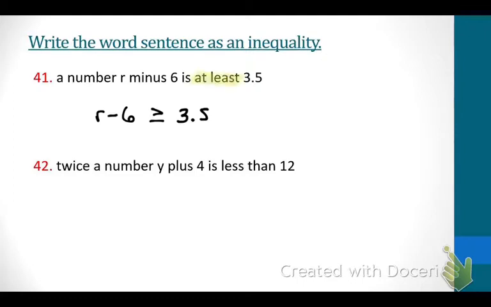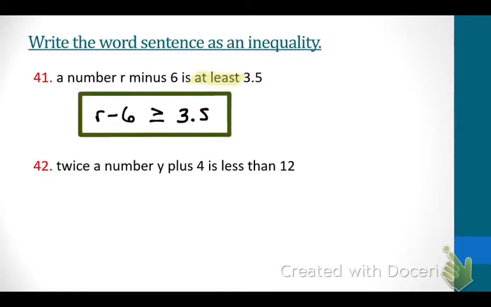Okay, so let's see if this is correct. Our key words here are at least. Now this is something that you could memorize the symbol or you could try to reason through it. If it says it has to be at least 3.5, could it be exactly 3.5? Yes, it could. So that's why he has the equal sign there. If it could be at least 3.5, is it allowed to be less than 3.5? No, which means it has to be greater than. So you are correct. Very good job on that one.